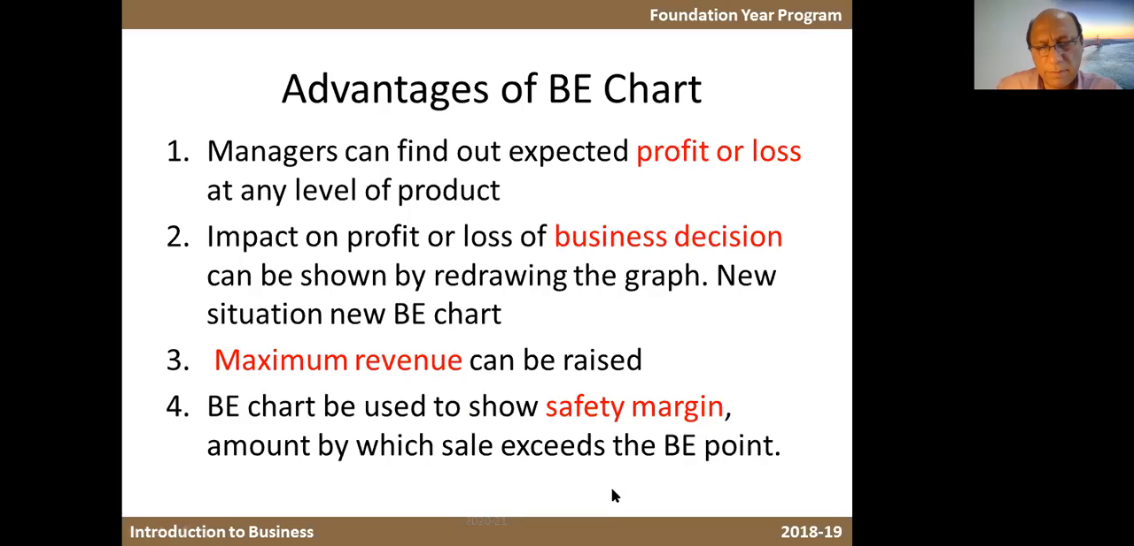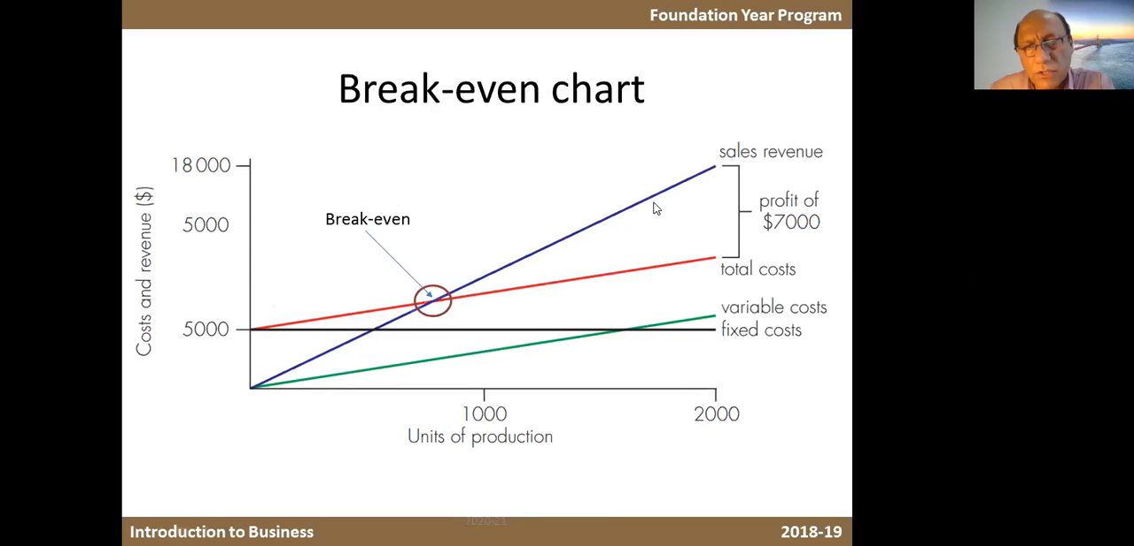Maximum revenue can be raised. You can know how much price you can increase. If you increase this, then this line will have a different slope. So if the price goes up, the break-even point will reduce. If the slope is steeper, it will move toward the 0 point.